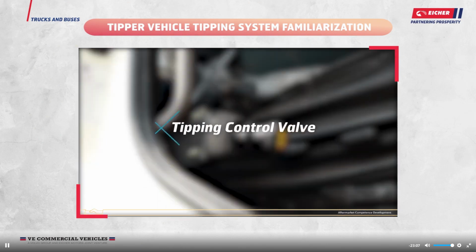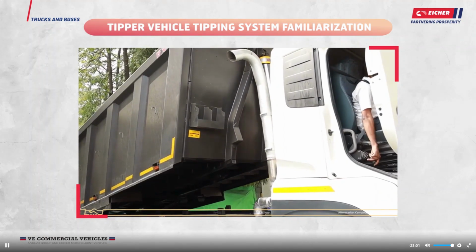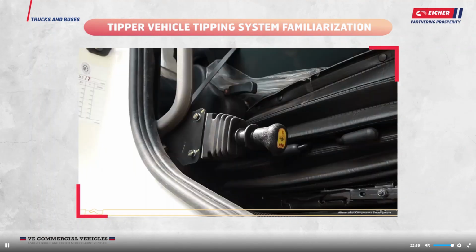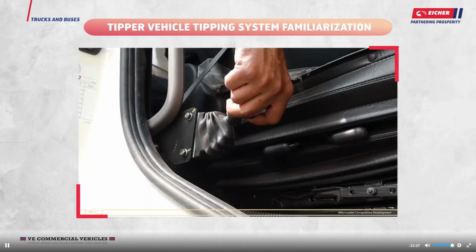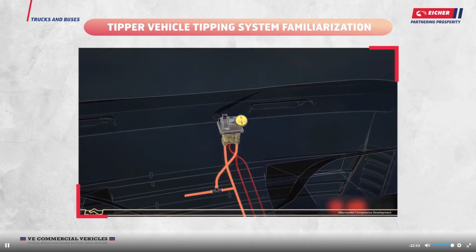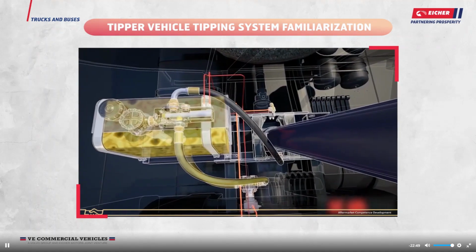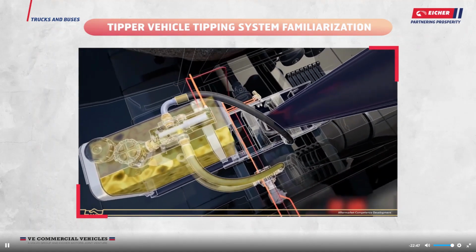Tipping control valve. This pneumatic valve is mounted inside the cabin and allows the operator to control the tipper system operation by switching between neutral, lifting, and lowering mode. The tipping control valve lever pneumatically activates the tipping valve, which then controls the flow of oil.